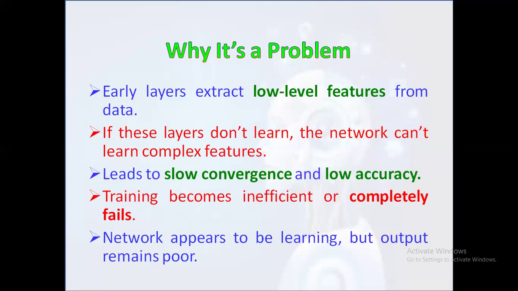In several cases, the training process may stall entirely. This means that the loss does not decrease. The performance metrics do not improve regardless of the number of training iterations. The network appears to be learning, but the output remains poor. A deceptive aspect of this issue is that the loss may decrease slightly, creating the illusion that learning is happening. However, due to inactive early layers, the overall output remains suboptimal and the model performs poorly in practice.